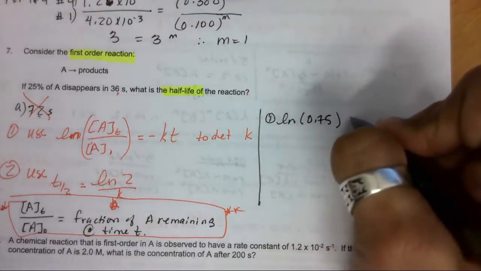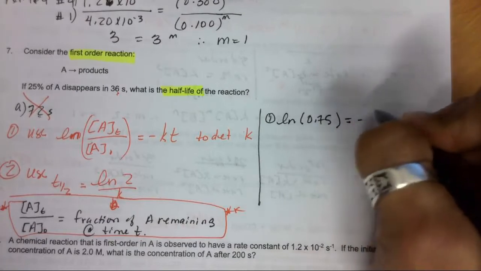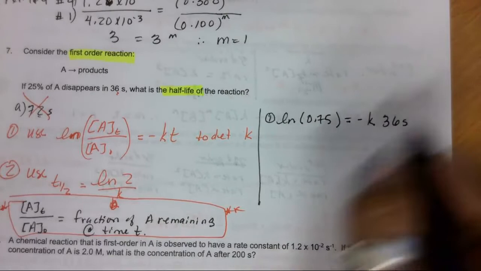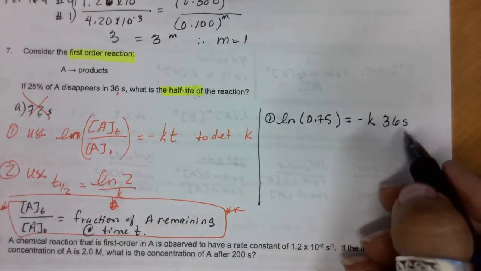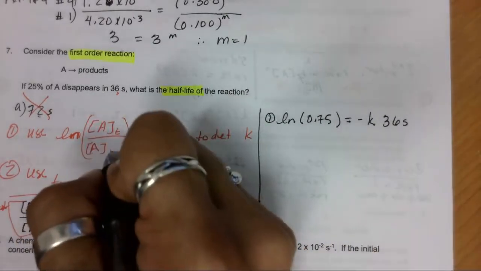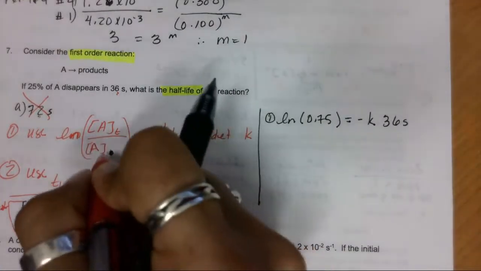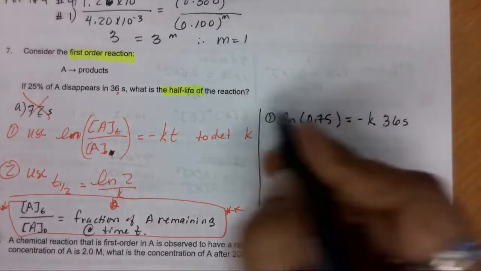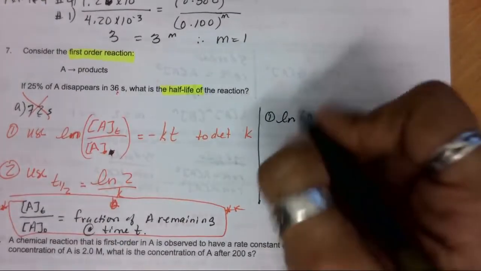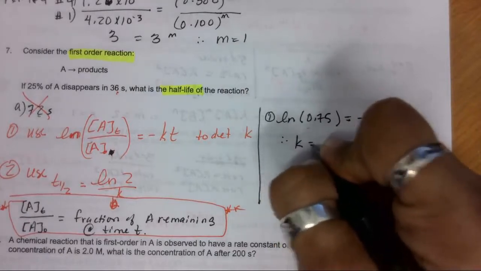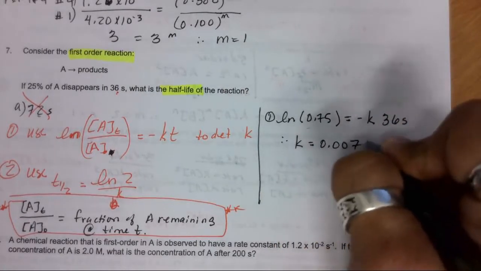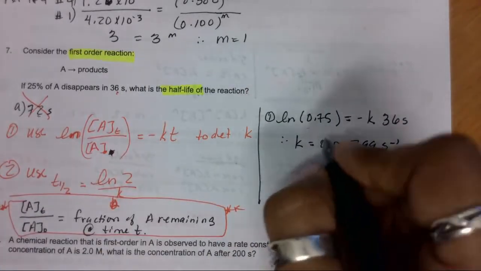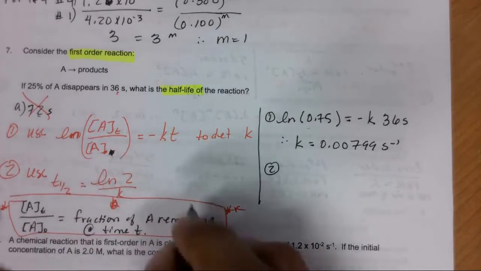0.75 is equal to negative k times 36 seconds, because we were given the 36 seconds. We had to determine it, but it wasn't hard. And so therefore k is equal to 0.00799 inverse seconds. Number 2, we're going to plug in here.